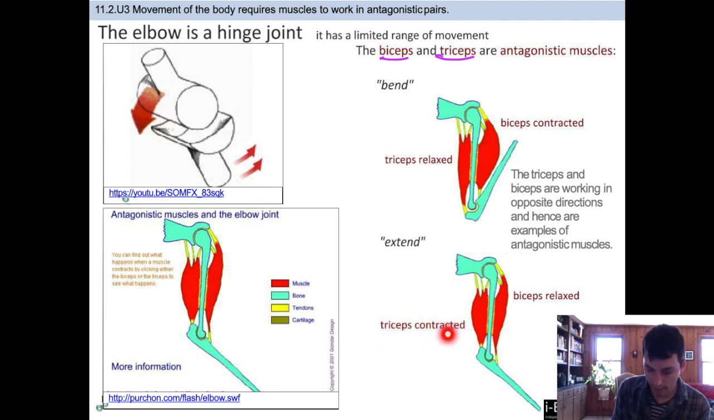So now the tricep is contracting and the bicep is relaxing. So you'll notice that when one contracts, the other one must relax. The same situation down here. When one contracts, the other one must relax to allow for that movement. If they both contract, then you are going to get no movement and things are just going to stay static. So those are antagonistic muscles working on a hinge joint.